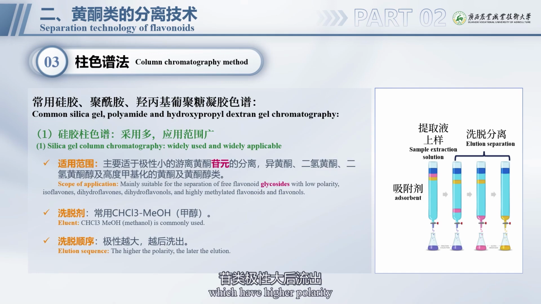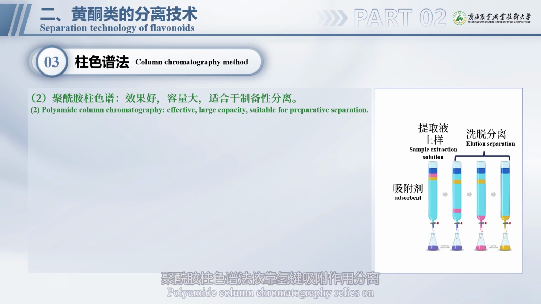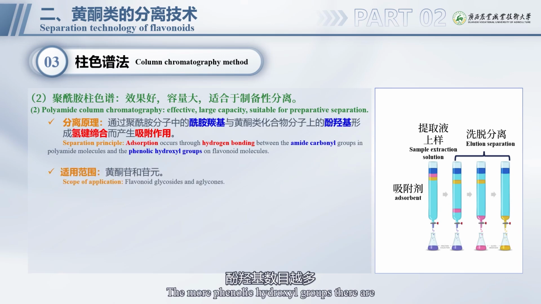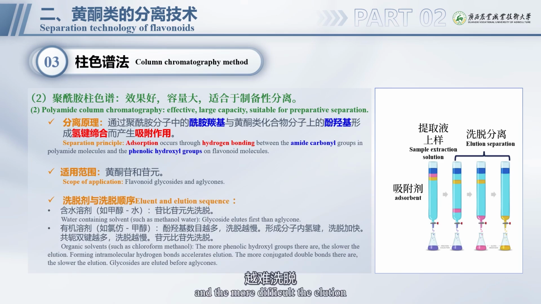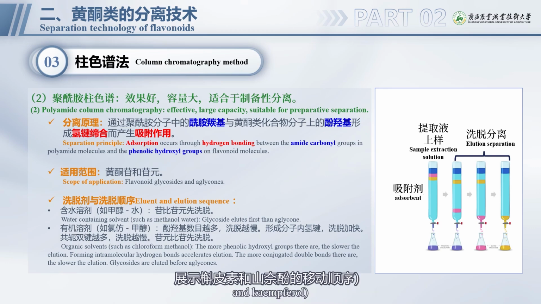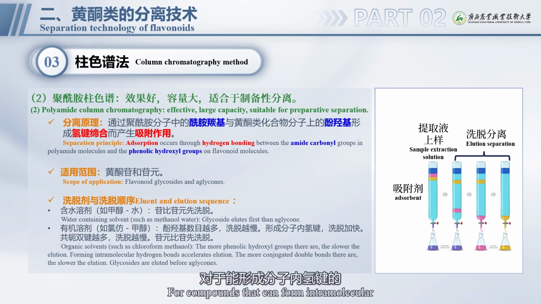Polyamide column chromatography relies on hydrogen bonding adsorption for separation. The more phenolic hydroxyl groups there are, the stronger the adsorption and the more difficult the elution. For instance, quercetin and kaempferol can be separated by polyamide chromatography due to their different numbers of phenolic hydroxyl groups. The animation highlights with red flashes the hydrogen bonding between phenolic hydroxyl groups and polyamide, showing the movement sequence of quercetin and kaempferol, compounds that can form intermolecular hydrogen bonds.